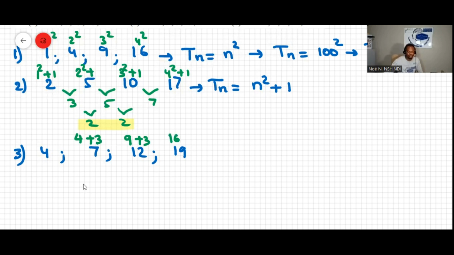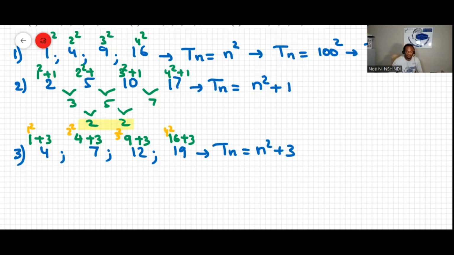After the square numbers in ascending order, there are 4, 9, 16. So 16 plus 3. So guess what should be before 4 there? It's going to be another square number, 1 plus 3. I say 1 because 1 is 1 squared, 4 is 2 squared, 9 is 3 squared, and then 16 is 4 squared. So from there we can say Tn will be equal to n squared plus 3.